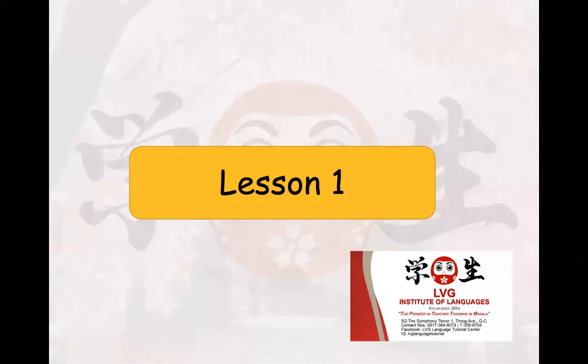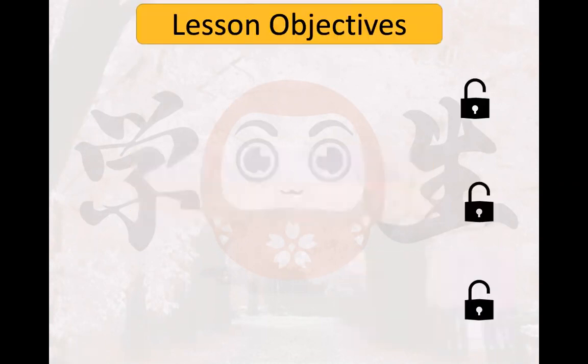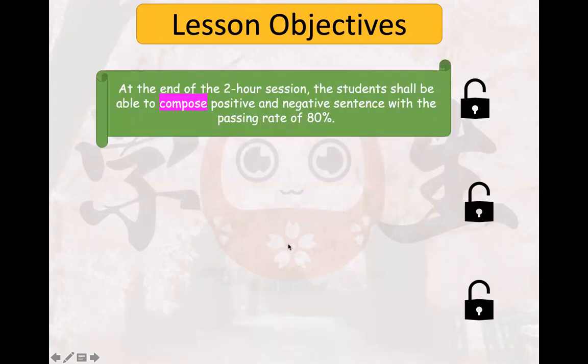Minasan konnichiwa. Okay, for today, our topic is Lesson 1. Before we proceed to our vocabularies and grammar pattern, let me share you the lesson objectives. We have 3 lesson objectives for this particular topic. The first one is, at the end of the 2-hour session, you should be able to compose positive and negative sentences with a passing rate of 80%.